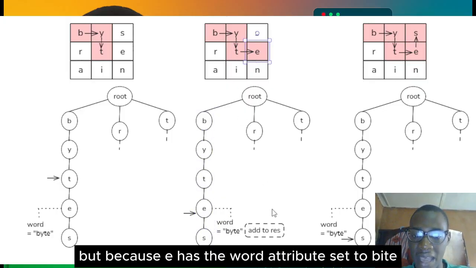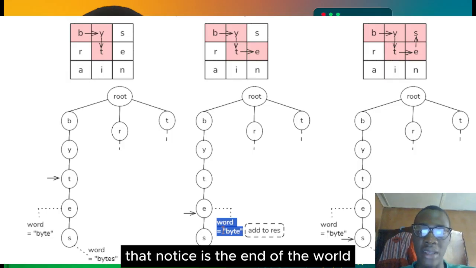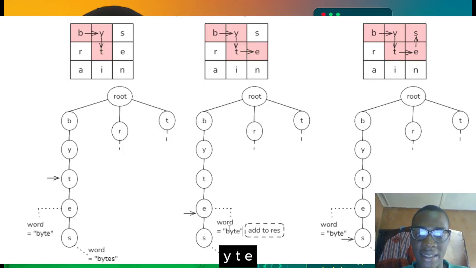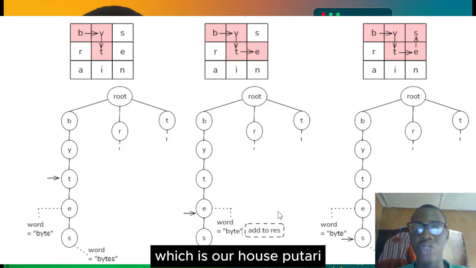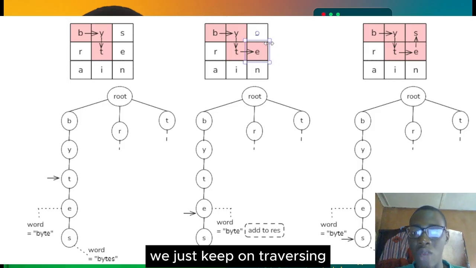But because E has the word attribute set to byte, it means that it is the end of a word. That node E is the end of a word, and the word that ends there is byte. So we're going to add that to our res, which is our output array. We're not going to stop there.